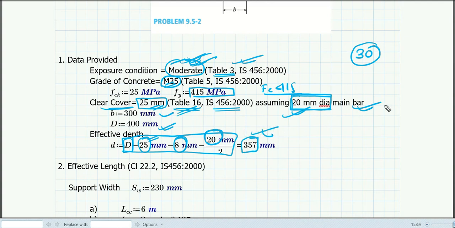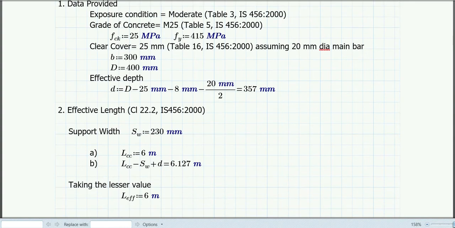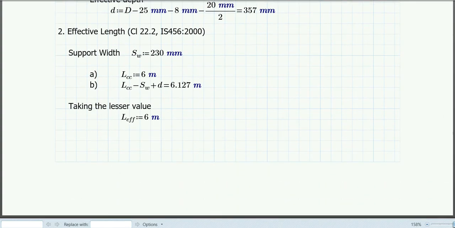I think you already know about this, so no need to explain all these things again, as you have already studied in singly reinforced beam design. Now let's see, these are the same whether you are designing a singly reinforced or a doubly reinforced beam. The effective length and the load calculation, everything will be the same. Only the difference we will see is in the calculation of the steel. So we will see that.